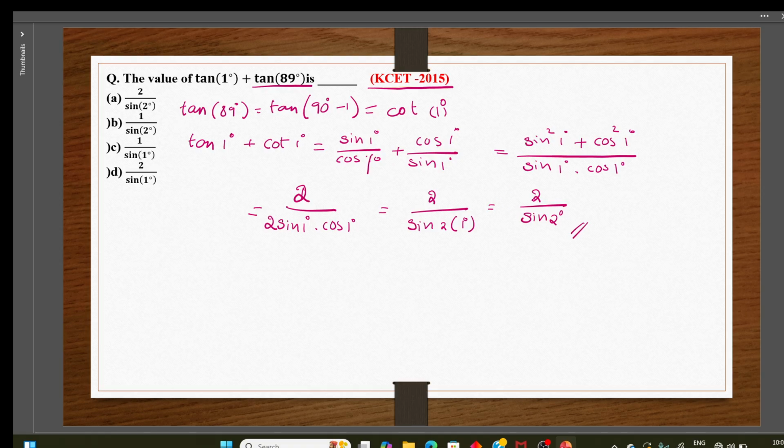Okay. What is the answer? 2 by sin 2 degrees. So 2 by sin 2 degrees. Option A is the correct answer. This question is from KCET 2015.